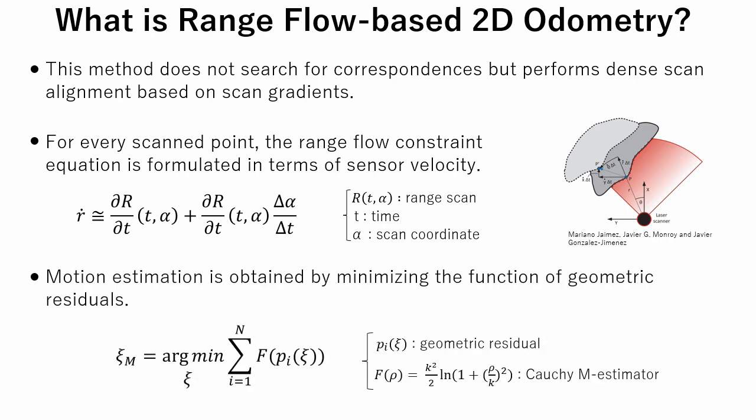Motion estimation is obtained by minimizing the function of geometric residual for every point obtained by a LiDAR. The function f is the Cauchy estimator. This function is effective for reducing the relevance of the points with very high residuals.